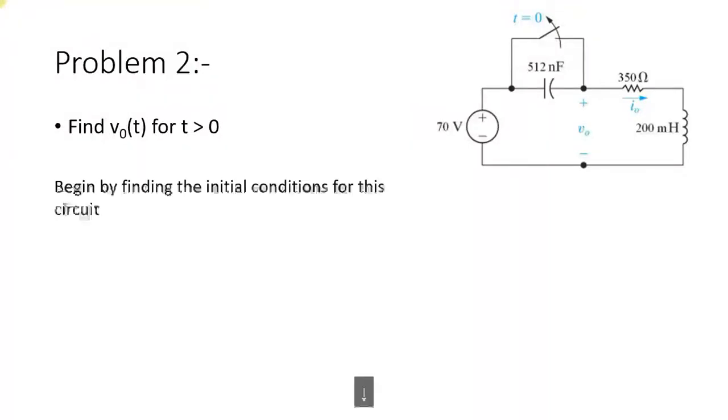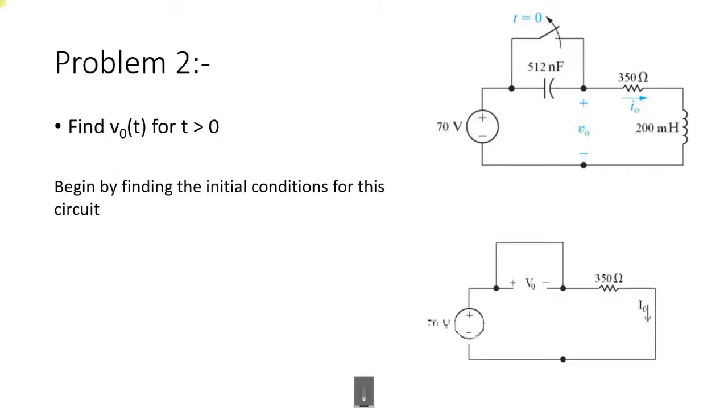Okay, so now consider the initial condition, when time t less than 0, the switch is initially closed. The corresponding circuit looks like this. The initial voltage across the capacitor is equal to 0, because the capacitor is bypassed by a short circuit. So the initial current through the inductor is equal to 70 divided by 350, which gives around 0.2 ampere. Okay, so these are the initial conditions.